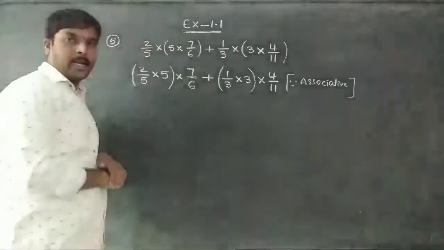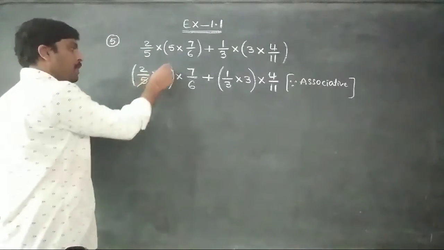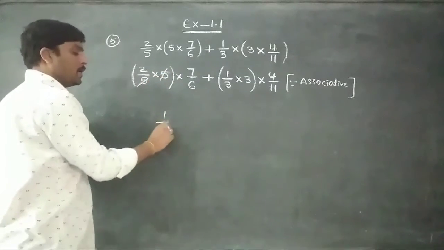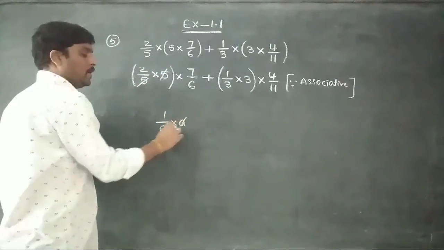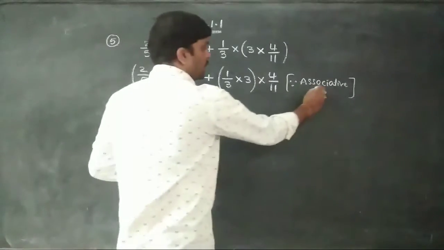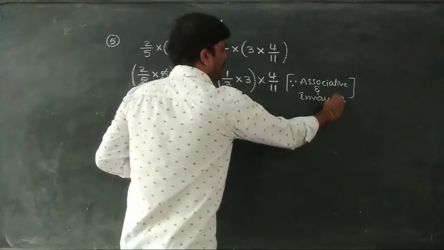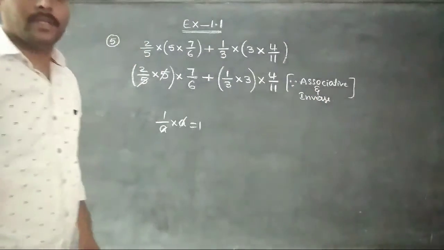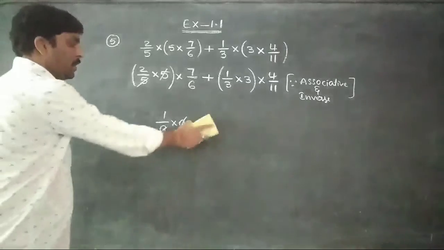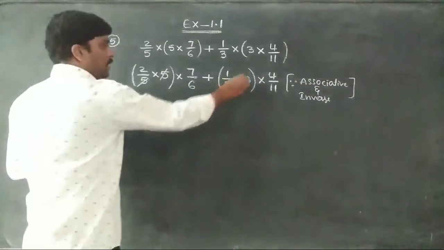Now here 5 cancels. When will 5 be cancelled? 1 by a into a, a cancels and we get 1. So this is the inverse property. Associative and inverse, that is the multiplicative inverse property. Here also 3 cancels.